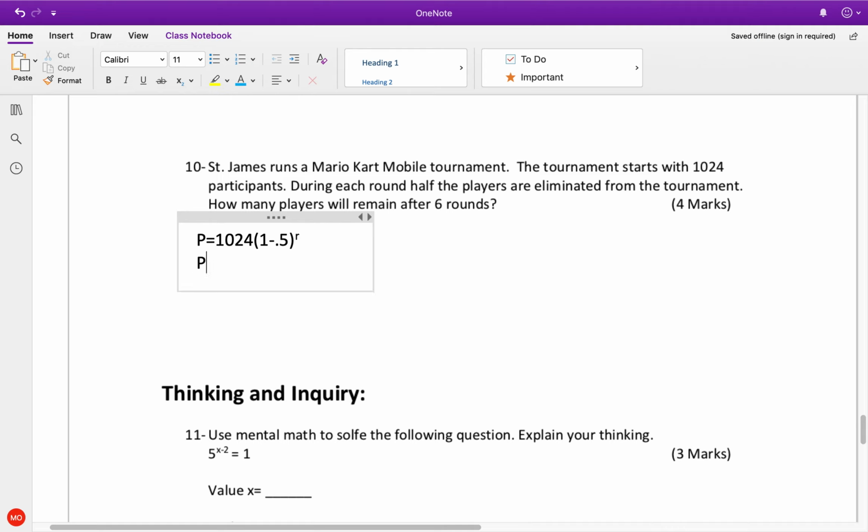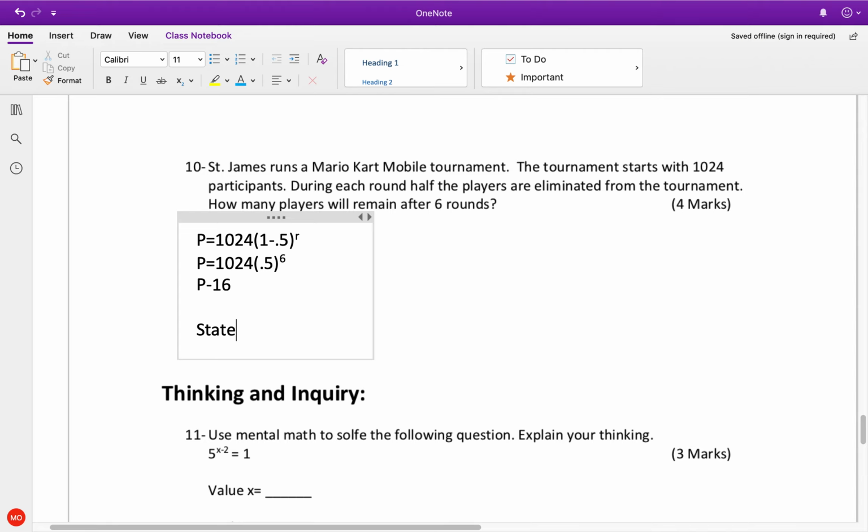Okay, so let's plug in what we want to know here. We're asking for after 6 rounds, so we're just going to replace that with a 6. And here we can simplify this. 1 minus 0.5 is just 0.5. 1024, bracket 0.5, bracket to the power of 6. So we have 16 players left. P equals 16.